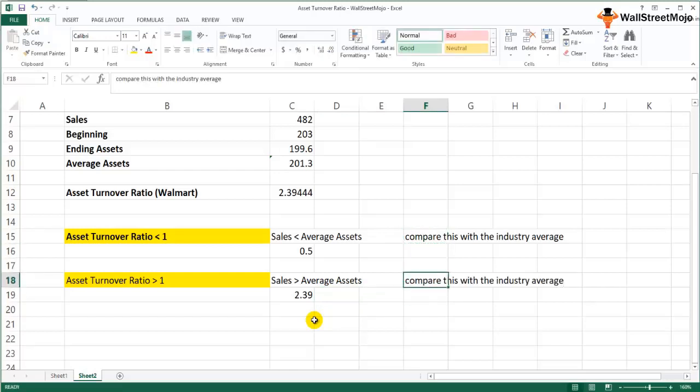So industry average is a very critical thing, and you must remember that whether it is greater than 1 or less than 1, it doesn't by default mean that it's a good situation to be in. You must compare that with the industry average.